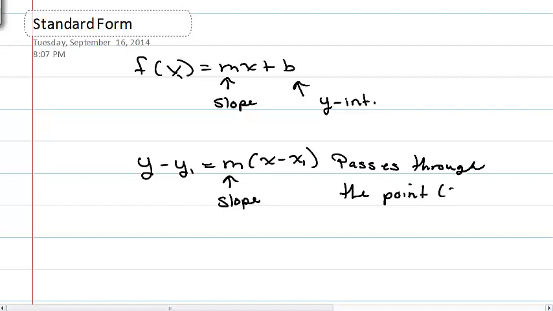the point x1, y1. So this is some coordinate. This x1, y1 is the coordinate that the line is passing through. This x and this y is the same as this x and this y in the slope-intercept form. And so this is point slope form.